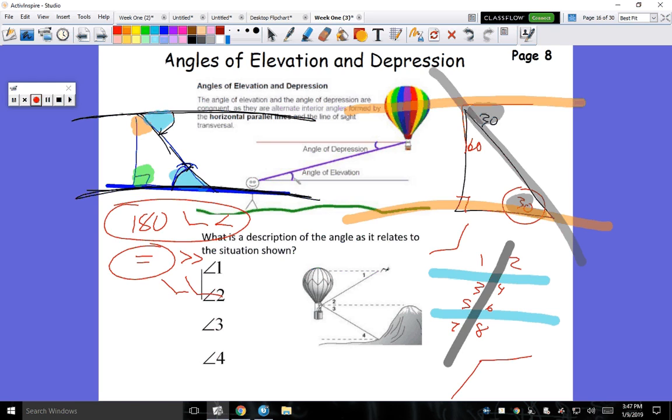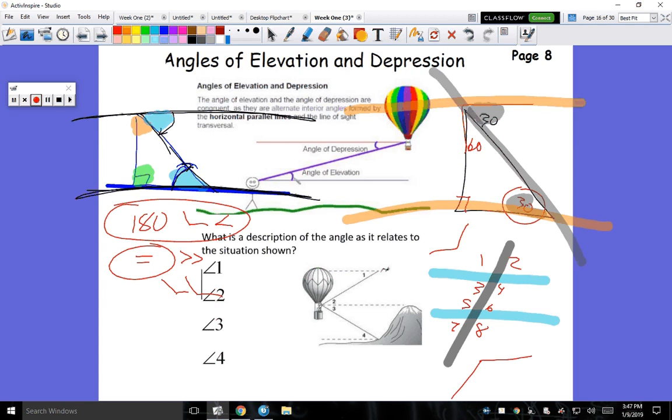The shortcut visually for you visual learners is the acute and the obtuse will always be 180. 2 and 5, equal or 180? 180. How about 2 and 6? Equal. They're called corresponding angles. Just a little bit of review.